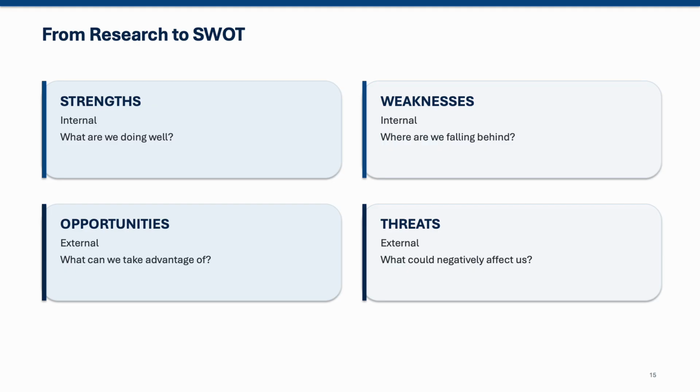Opportunities and threats are external. Opportunities are conditions in the external environment that the brand may be able to take advantage of, while threats are external conditions that could negatively affect the organization. The internal versus external distinction is extremely important when you're developing a SWOT.